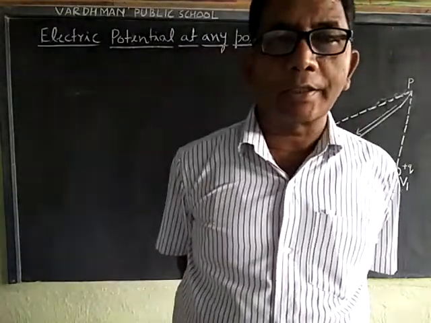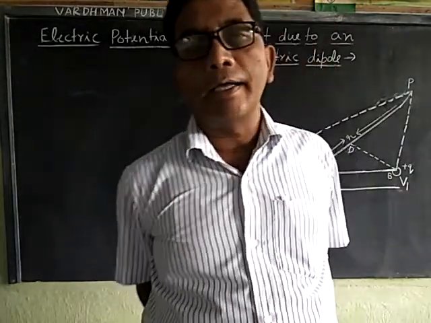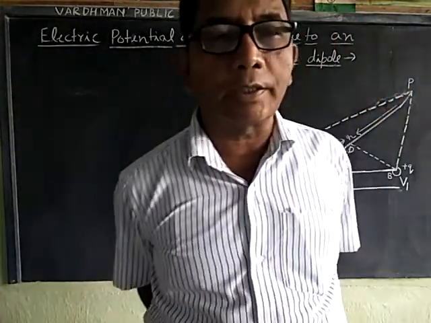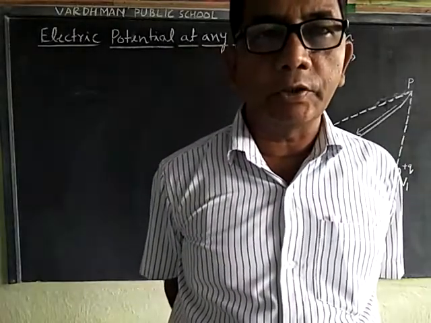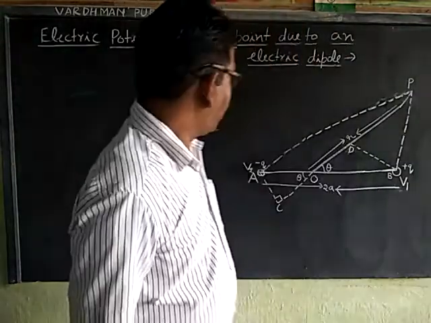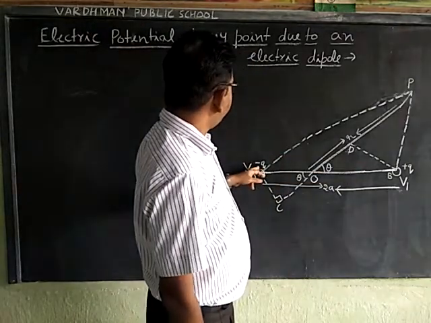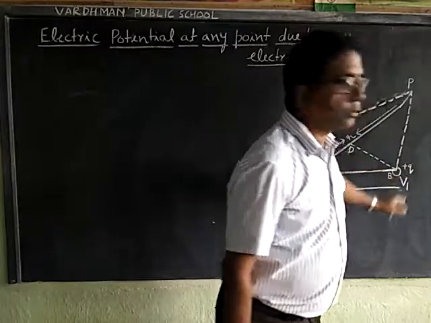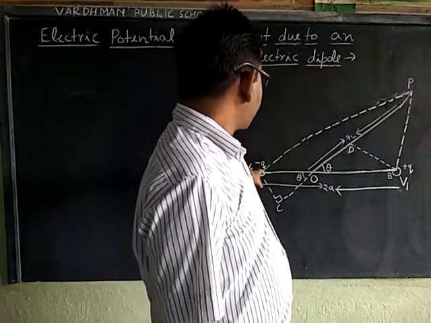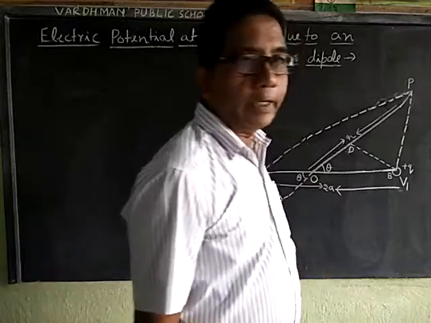Today, I will discuss a new topic: electric potential at any point due to an electric dipole. For this, consider an electric dipole AB consisting of charge minus Q and plus Q separated by distance 2a.